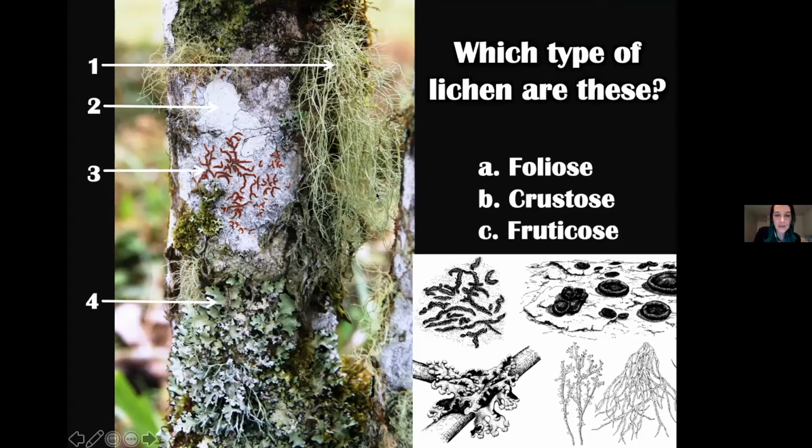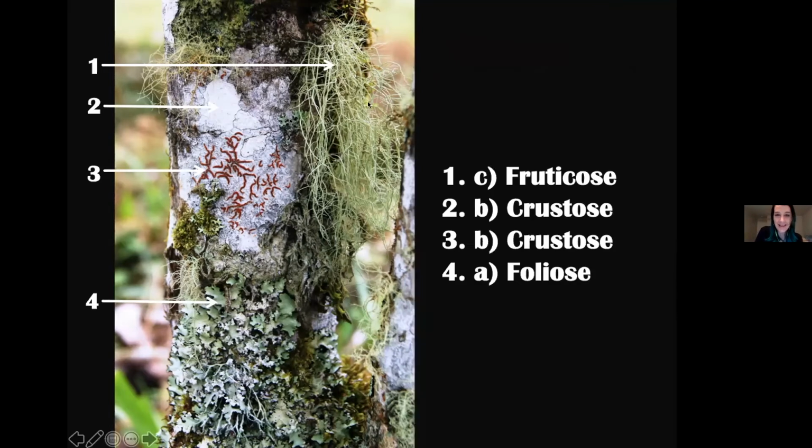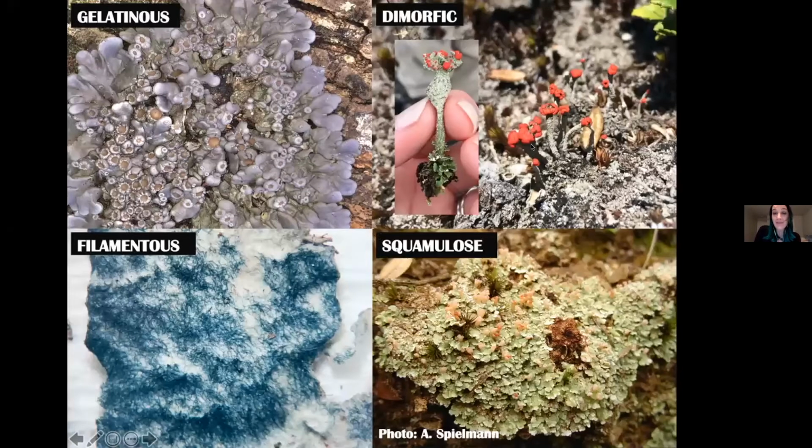Okay, so we have several. And here are the results. Number 1 is fruticose, 2 and 3 are crustose, and 4 is foliose. So it seems like you all did really well. Life is not that simple, however.